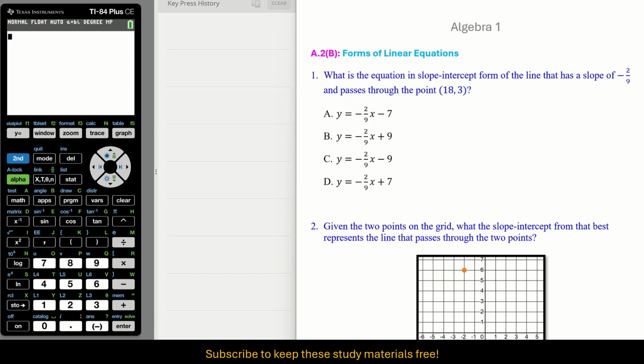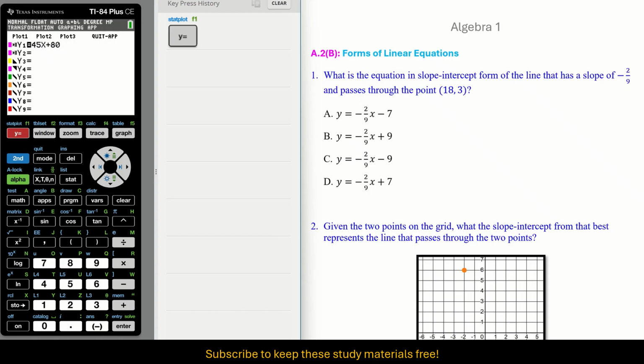The concept used behind the TI-84 to solve this particular type of problem is the same as the TI-30. That means that we can try each of the 4 options in our calculator with our y equals, or we can also solve the slope-point formula.